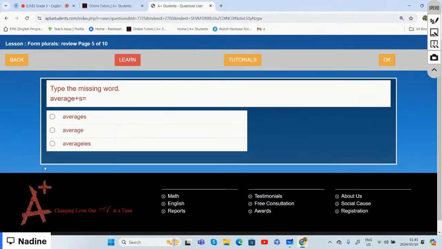All right, so this is now the end of our lesson on plural nouns, regular plural nouns. We had to form and use plurals by adding the s to show the plural form. Right, so this is now the end of the lesson.